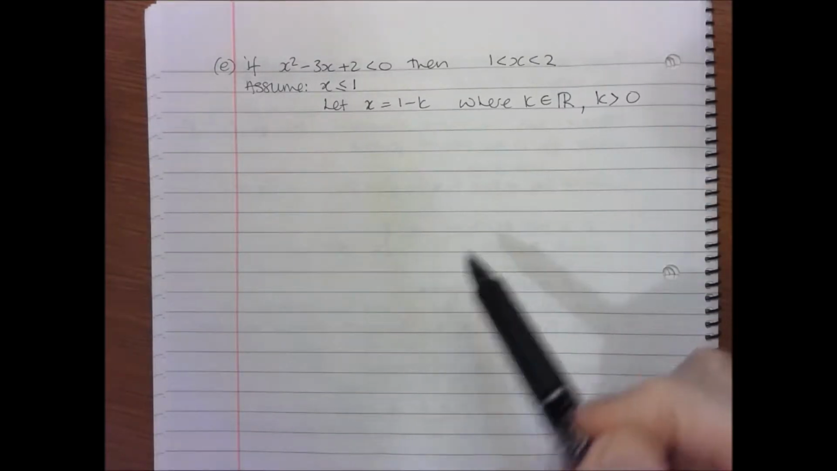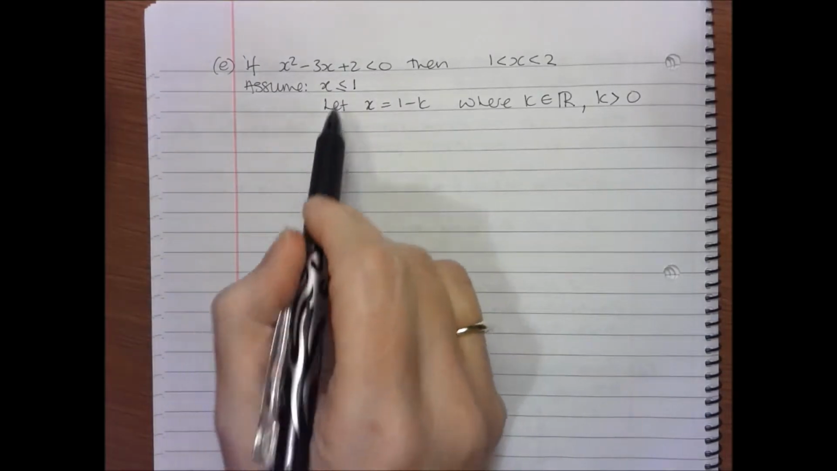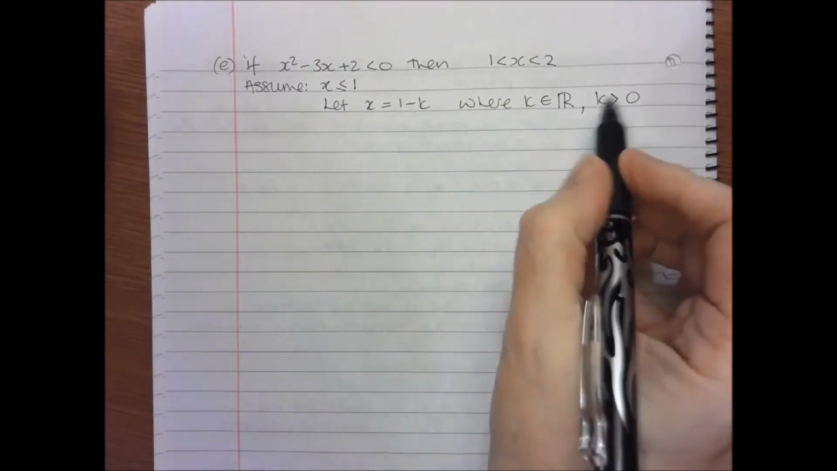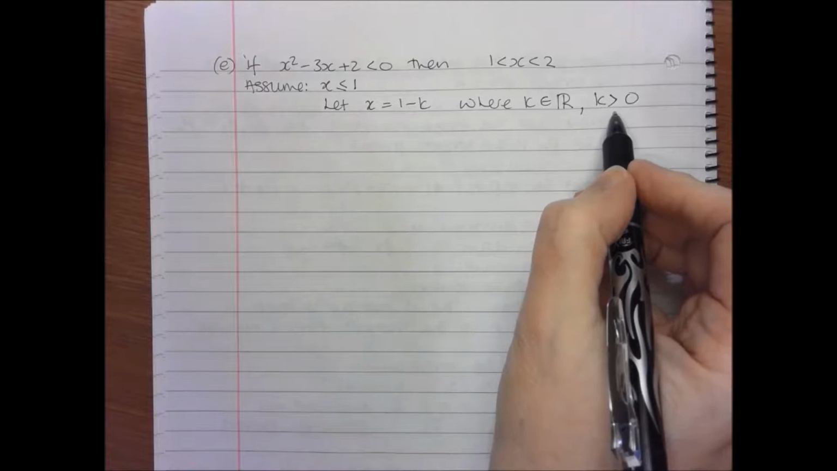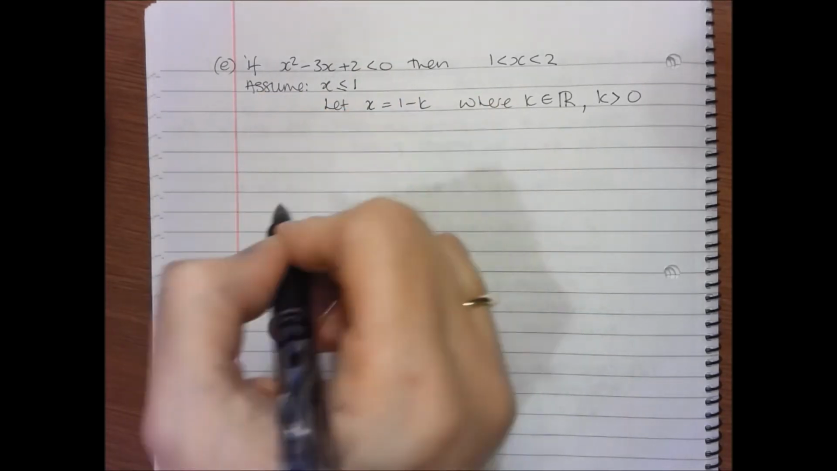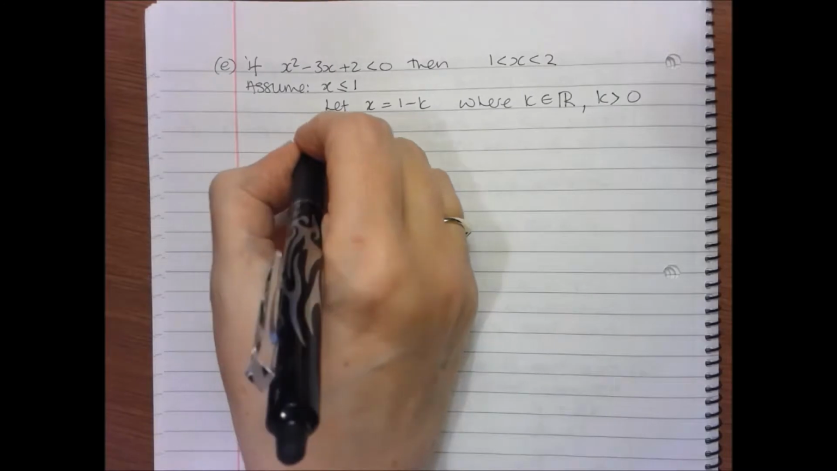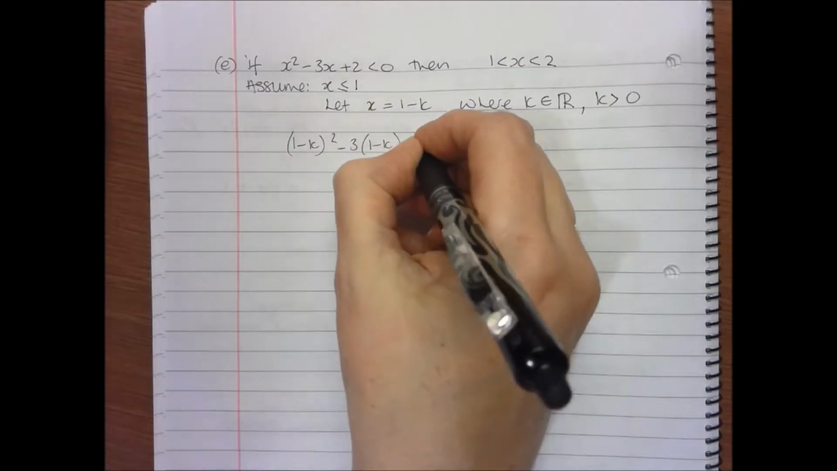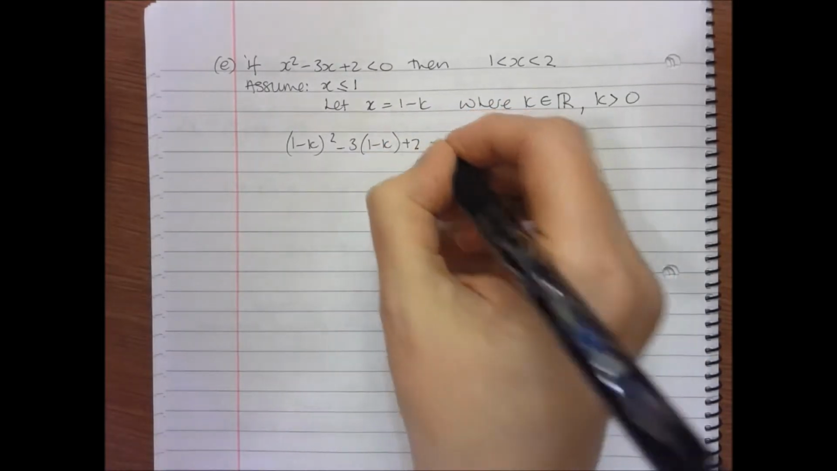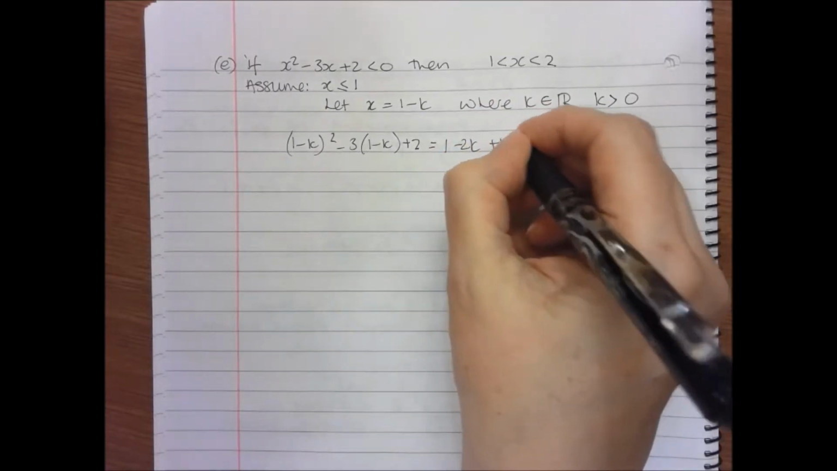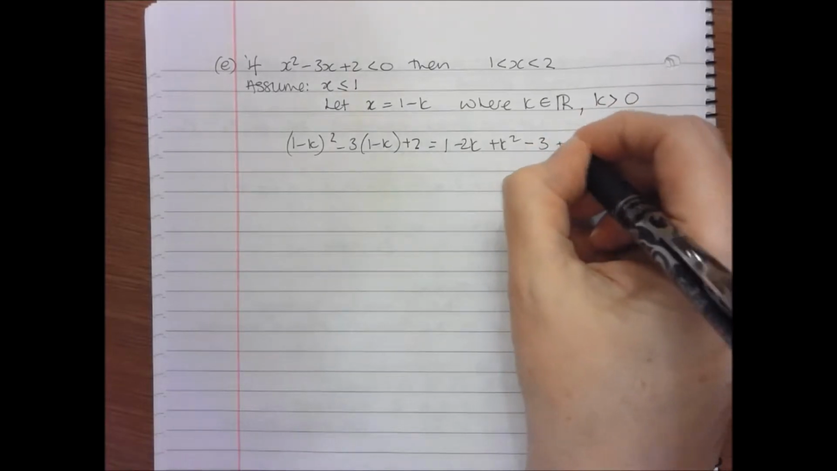So let's assume x is less than or equal to 1 to start with. So we're going to let x equal 1 − k. k is a real number, but bigger than 0, which always then makes x less than or equal to 1. So if we then substitute for x in our given inequality at the top, we end up with (1 − k)² − 3(1 − k) + 2, and this is going to be equal to 1 − 2k + k² − 3 + 3k + 2.